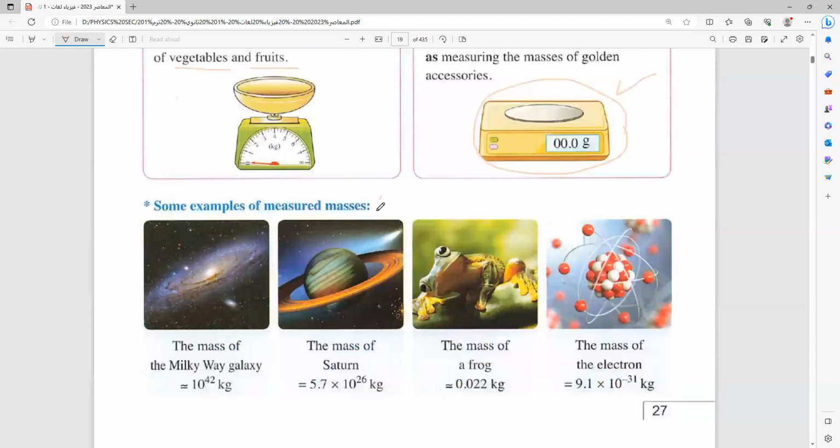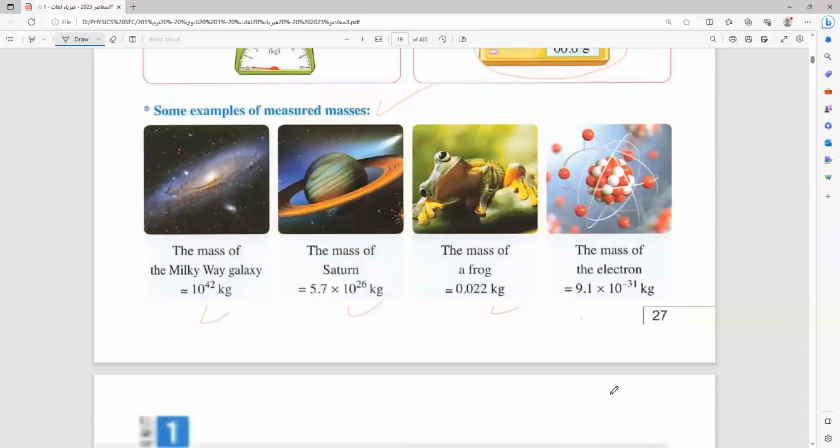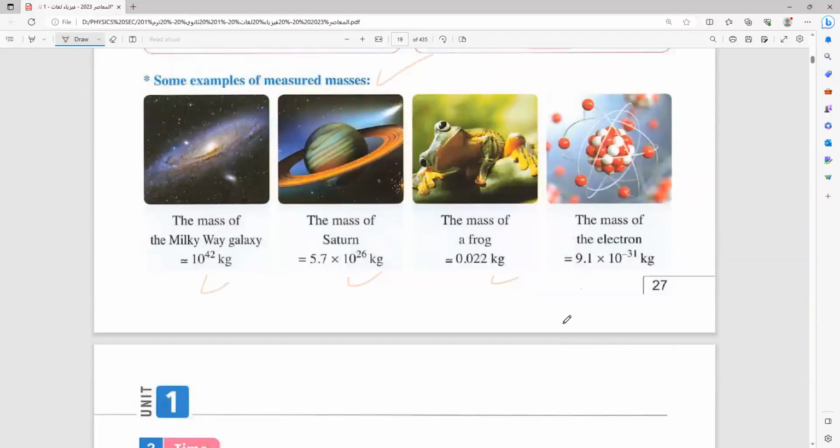Some examples of measured masses. The mass of the Milky Way galaxy is approximately 10 power 42 kilogram. This number is not for keeping, don't worry. The mass of Saturn equals 5.7 times 10 power 26 kilogram, and so on. The mass of a frog equals 0.022 kilogram. The mass of the electron equals 9.1 times 10 power negative 31 kilogram.